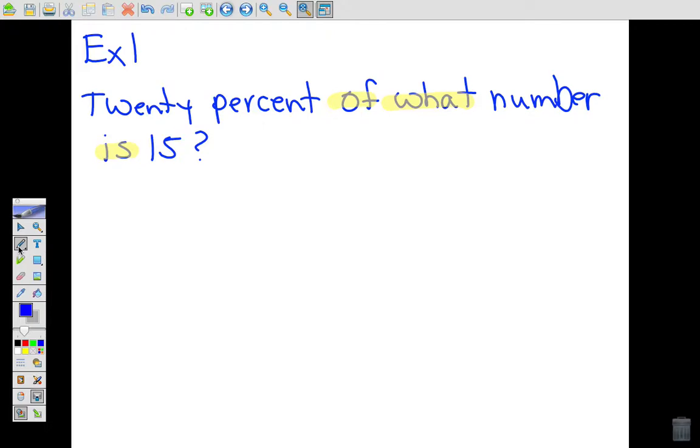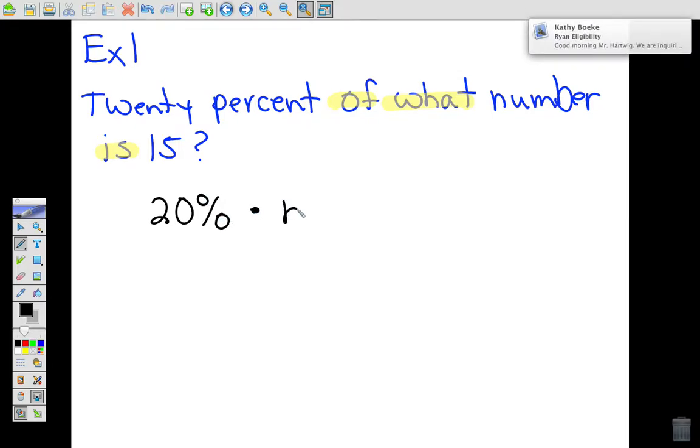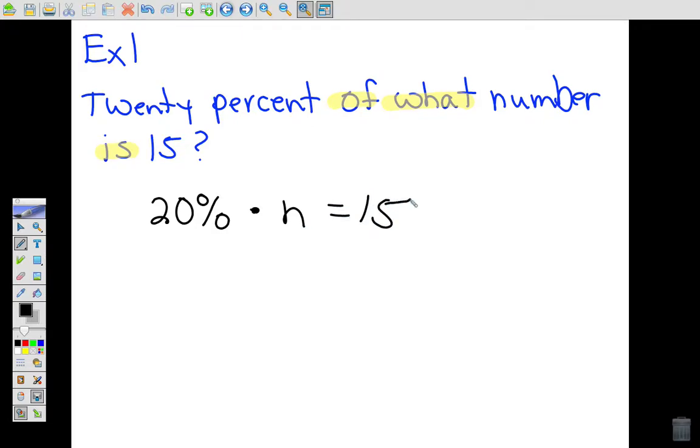So I'm going to make an equation out of this. I have 20% of, which means multiply, what means a number, and so I have 20% of what number is 15. Now, I've changed all my words to what they mean. Now, 20% of what number is 15? If I'm going to work with percents, as I said before, we need to change that percent to a decimal. So I'm going to do that first. So I have 0.20 or just 0.2 times n equals 15.